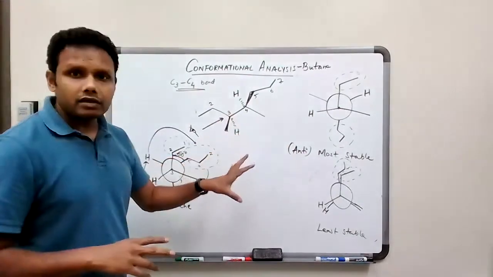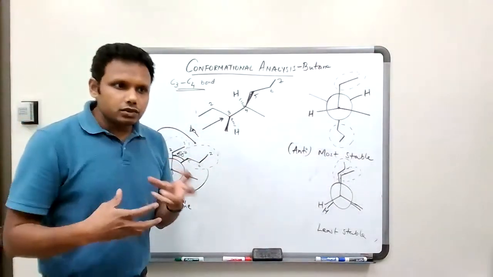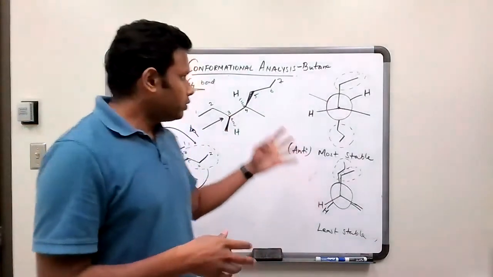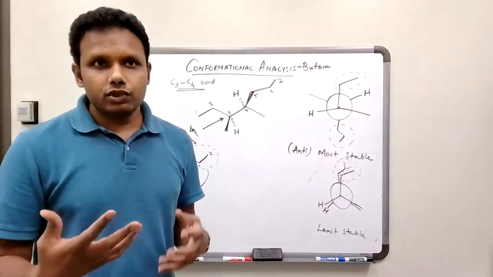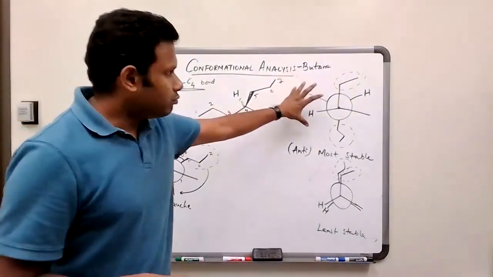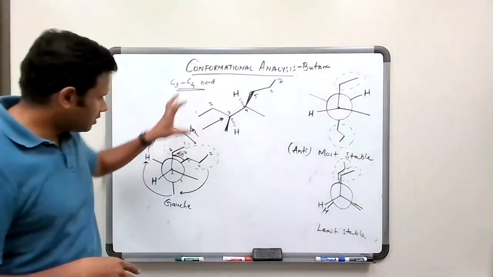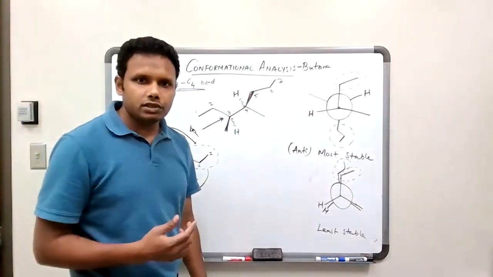So I hope that helps. You can do conformations, and you can rotate about carbon-carbon bonds, and you can come up with different orientations which are of varying stabilities. Some are more stable than others. This is the most stable conformation. This is less stable. That is the least stable conformation.